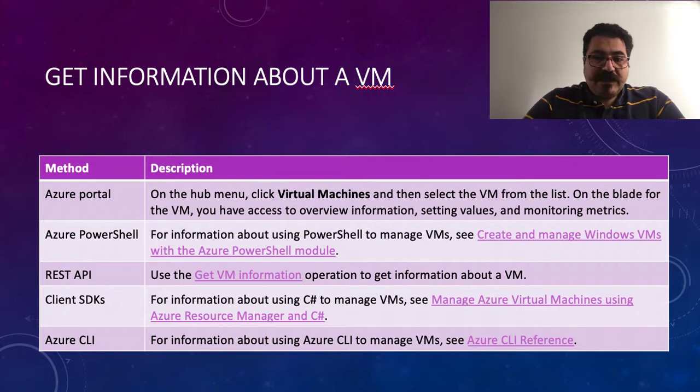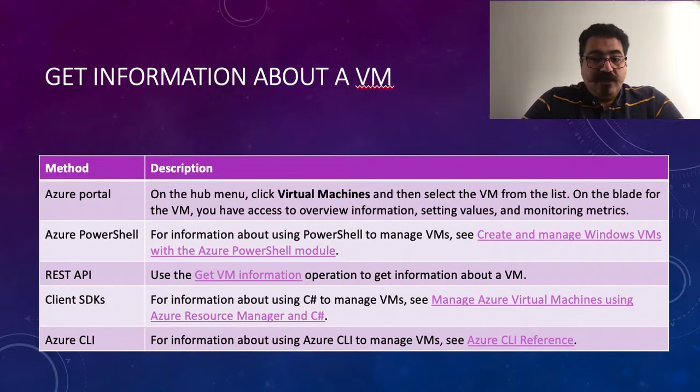The table you're looking at right now shows you some of the ways that you can get information about a VM. You can go to the Azure portal. On the Hub menu, you can click on Virtual Machines, and then select the virtual machine from the list. And on the blade for the virtual machine, you have access to overview information, setting values, changing values, monitoring metrics, looking at the cost, and so on.